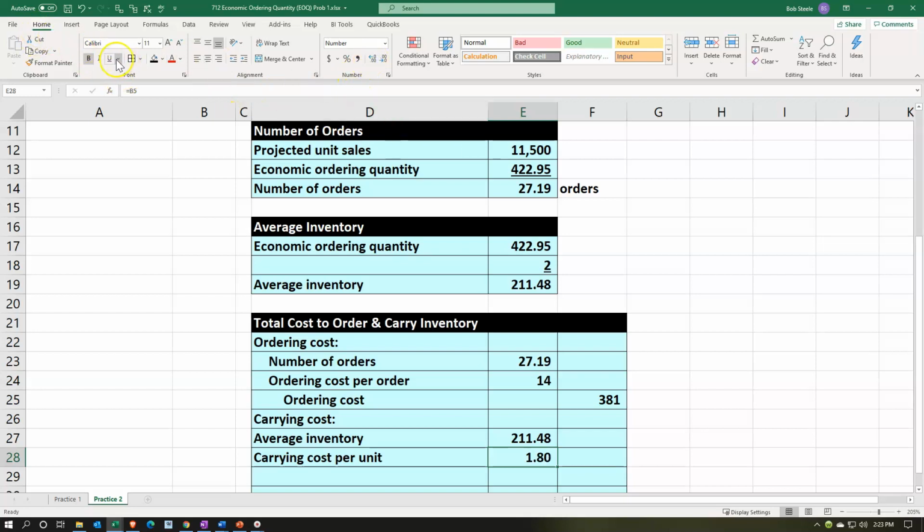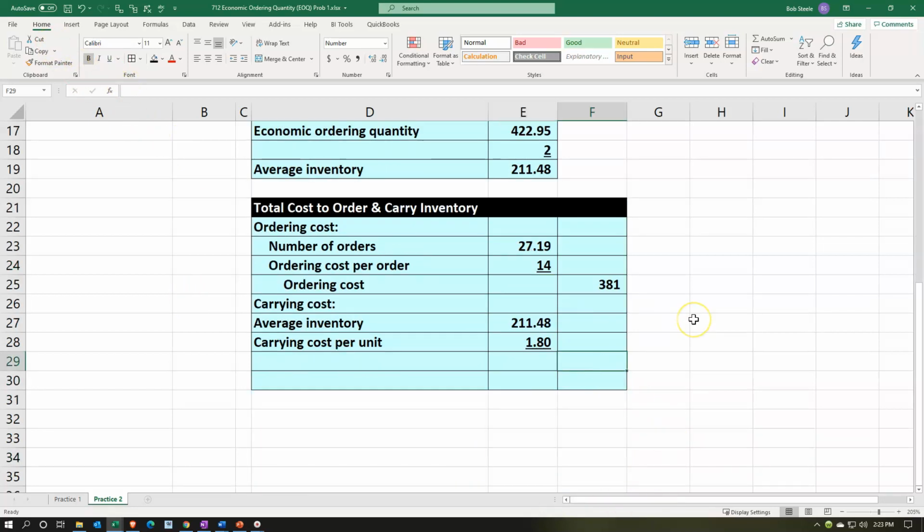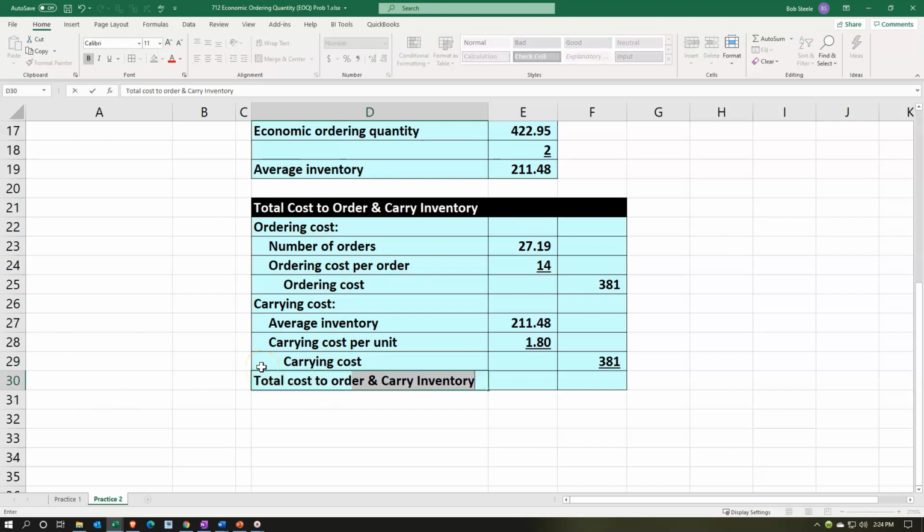Let's put an underline. Home tab, font group, underline. Let's underline this one. Home tab, font group, underline. Multiplying this out, this is going to be this number times this number, and then we'll put an underline here. This is going to be the carrying cost. Let's highlight these three. Home tab, alignment, increase indenting. This one, home tab, alignment, increase indenting. This is going to give us the total cost to order and carry inventory. So this will be equal to the sum of these two items. That's going to give us the $761.